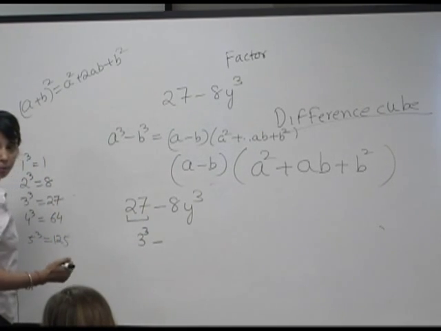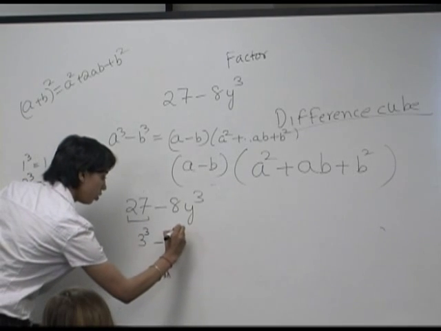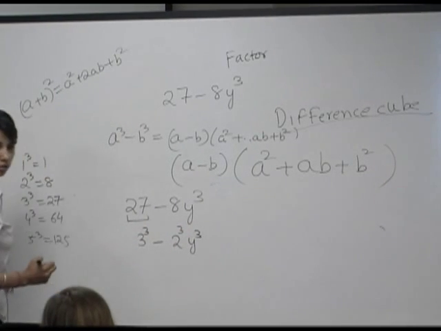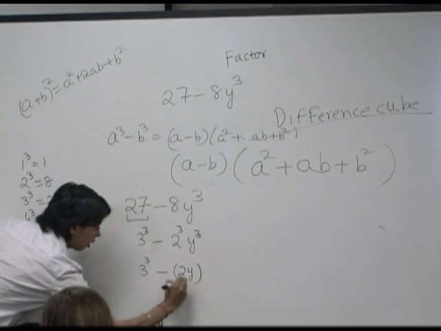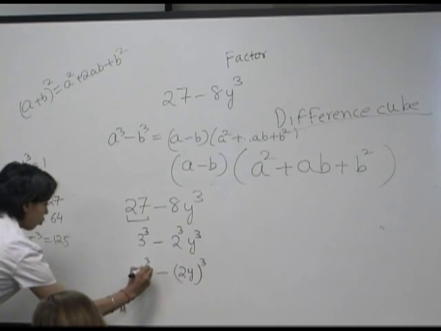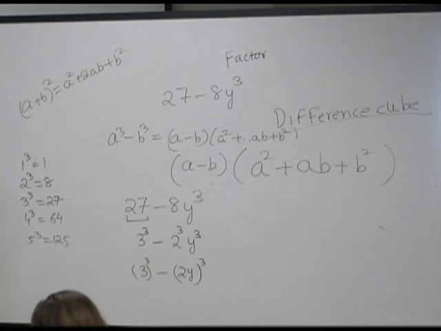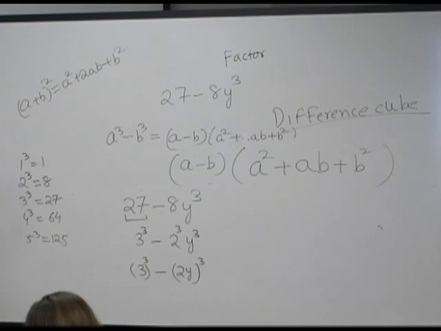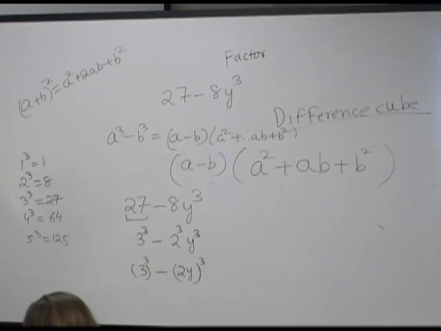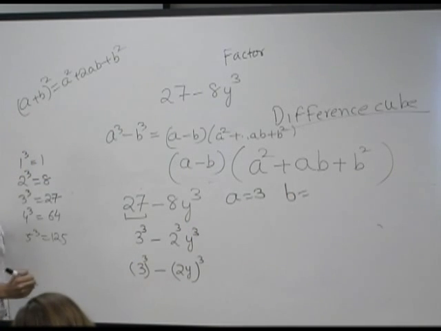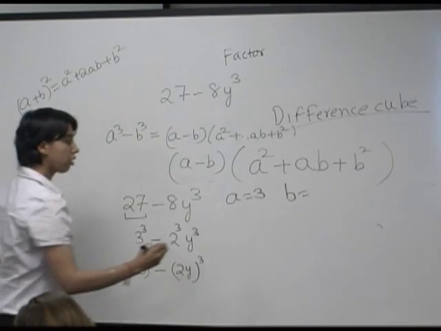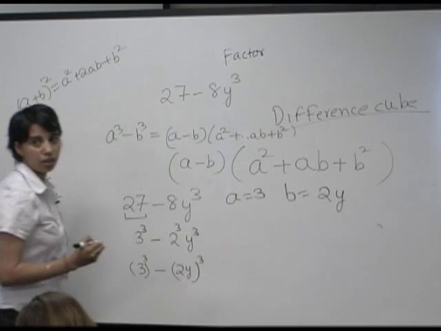What about 8y cube? 2 cube y cube. This is one term, right? So I can write 3 cube minus (2y) cube. So I have this formula right here: 3 cube minus (2y) cube. Alright. What is my a in this case? a is 3. Right? Everyone understand? a is 3. What is my b? 2y. Good. So b is 2y.